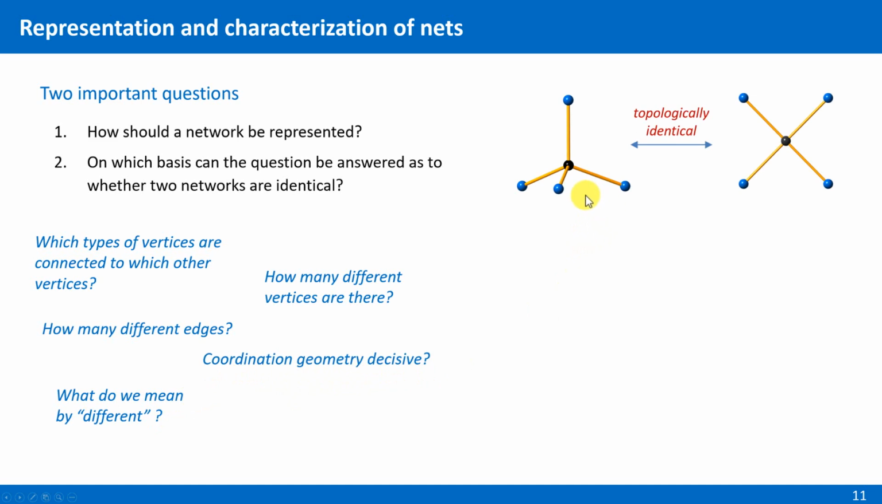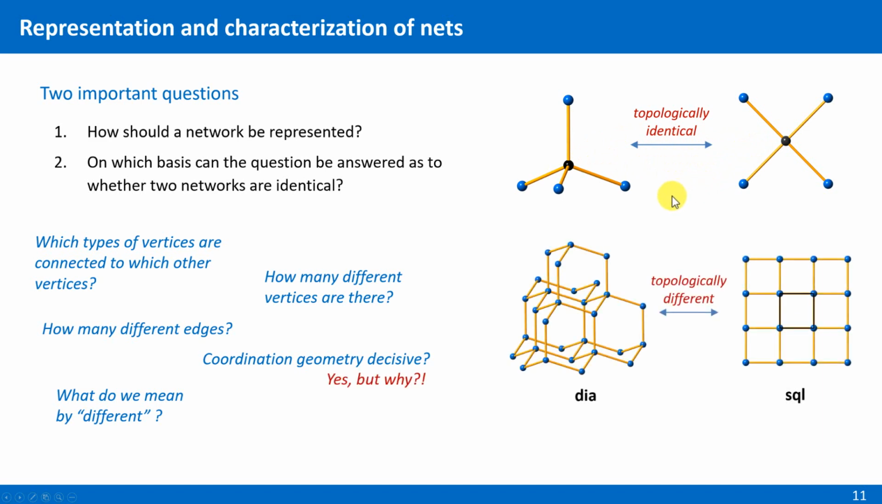Think about a tetrahedral and a square planar node. Topologically, they are absolutely identical. Because, again, they can be continuously transformed into each other. You can take a hammer and squish this tetrahedron into this square. This means the geometry is, strictly speaking, not a property of a vertex.